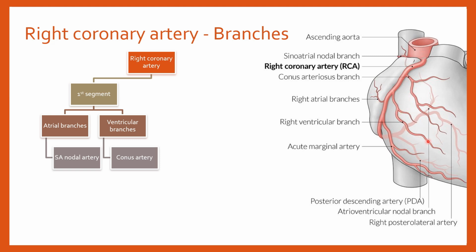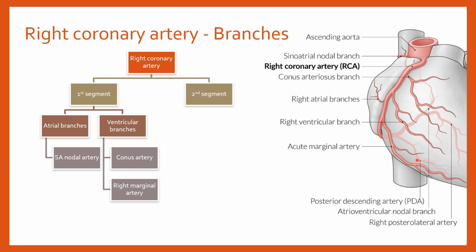Then among the ventricular branches, one of the prominent branches is the right marginal artery. It is the longest ventricular ramus and it follows the inferior border of the heart towards the apex and supplies the adjoining surface of the right ventricle. So it is the right marginal artery.